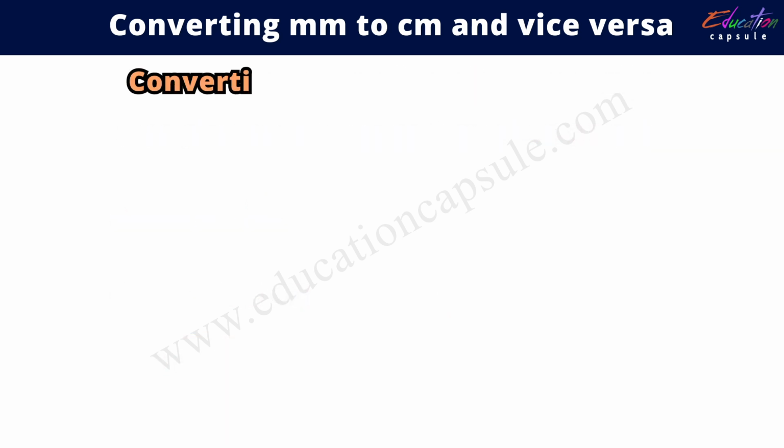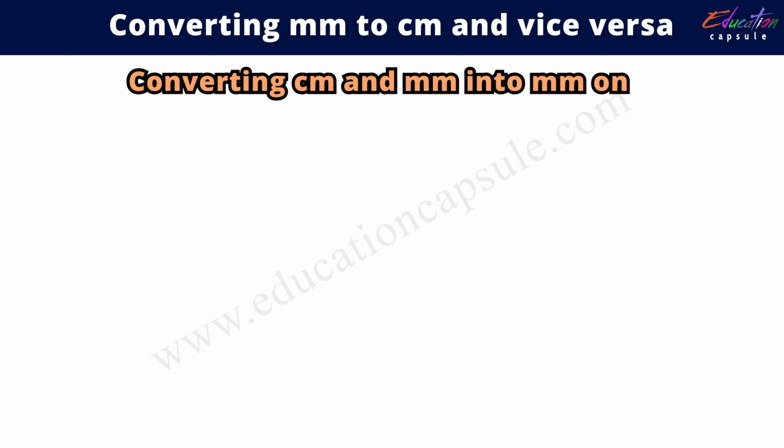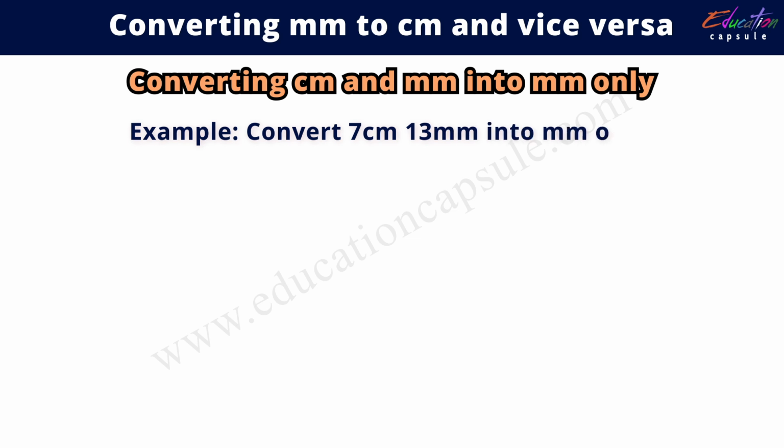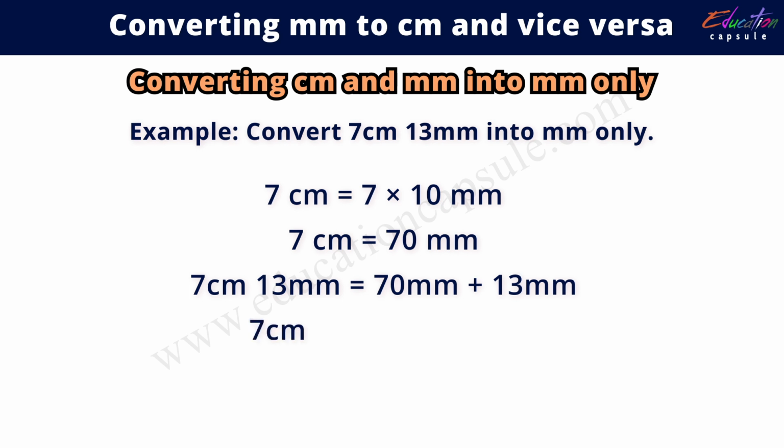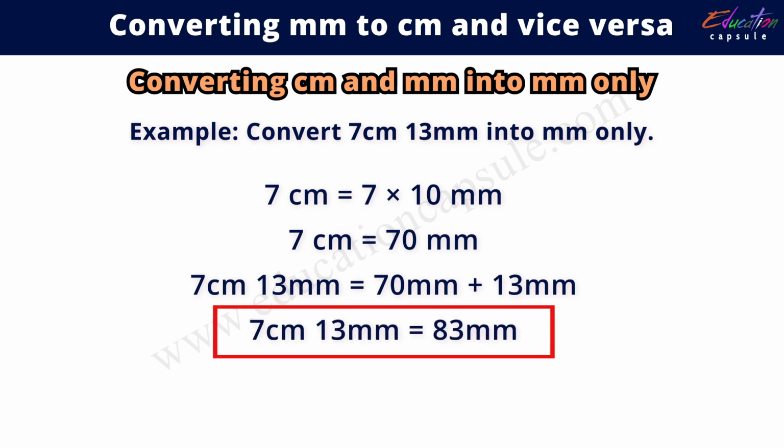Next is converting centimeters and millimeters into millimeters only. Here we have to convert 7 centimeters 13 millimeters into millimeters only. To do this, we can convert centimeters into millimeters and then add them together. So 7 centimeters would equal 7 times 10 millimeters, which is equal to 70 millimeters. So 7 centimeters 13 millimeters would equal 70 millimeters added to 13 millimeters, which would give us 83 millimeters.